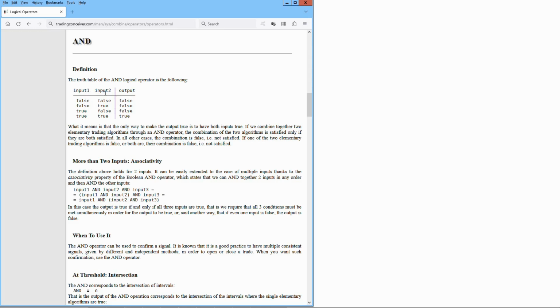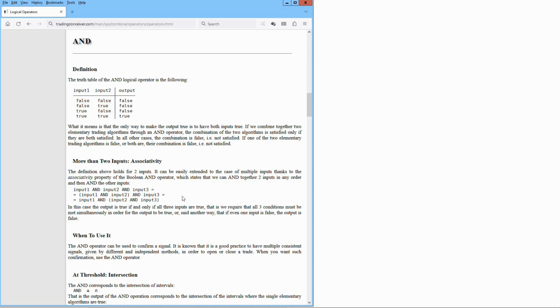It can be easily extended to the case of multiple inputs thanks to the associativity property of the Boolean AND operator, which states that we can AND together two inputs in any order and then AND the other inputs. If we need to AND three inputs, input 1, 2 and 3, we can AND input 1 and 2 first and then input 3, or, indifferently, we can AND input 2 and 3 first and then input 1. By ANDing multiple arguments together, parentheses are thus uninfluential.